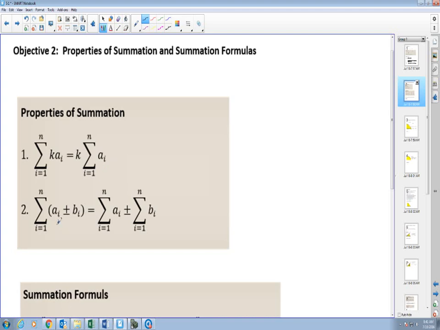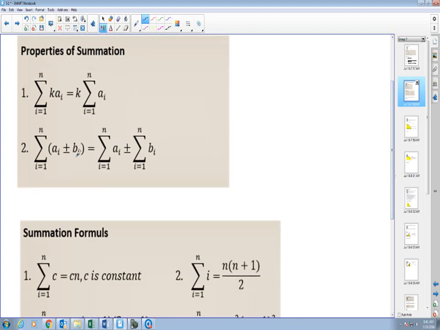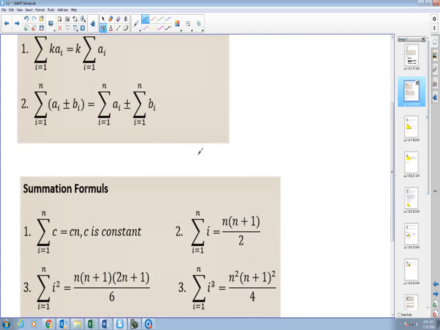Alright. Another important property we will use in this video is, if I need to add from 1 to n of a sub i plus or minus b sub i, I can actually separate them out as the sum from i equals 1 to n of a sub i, plus or minus the sum from 1 to n of b sub i. I can split them up into two separate summations.